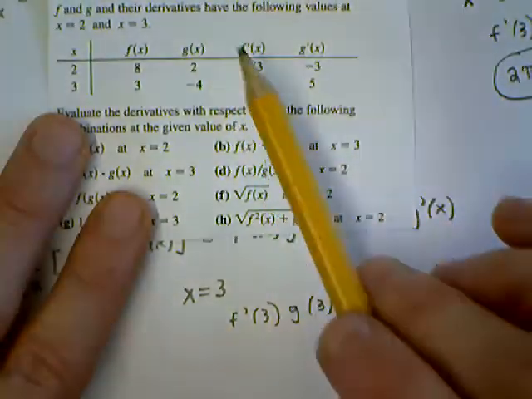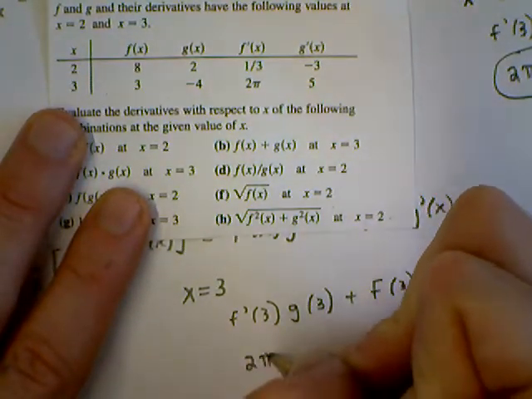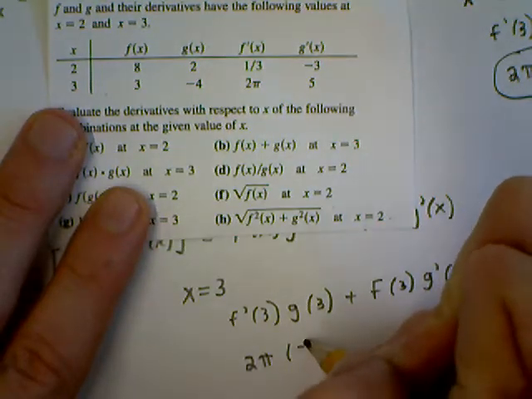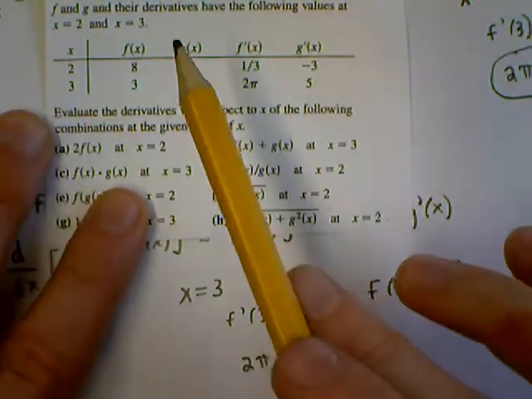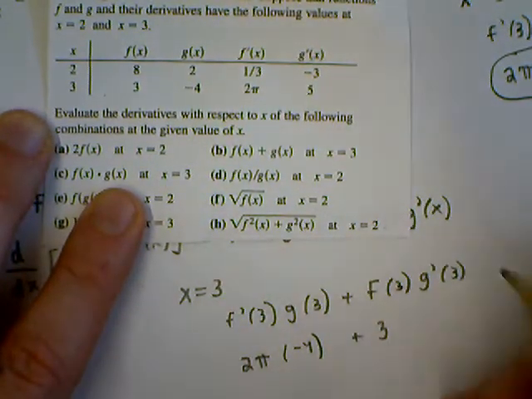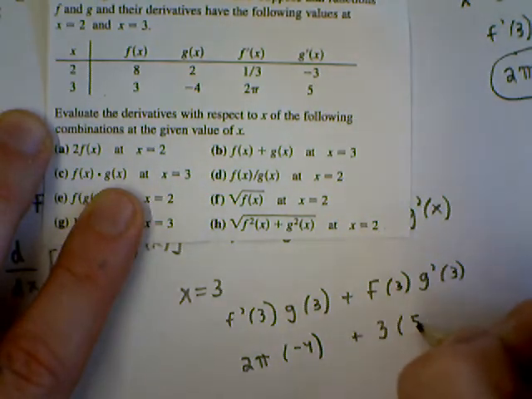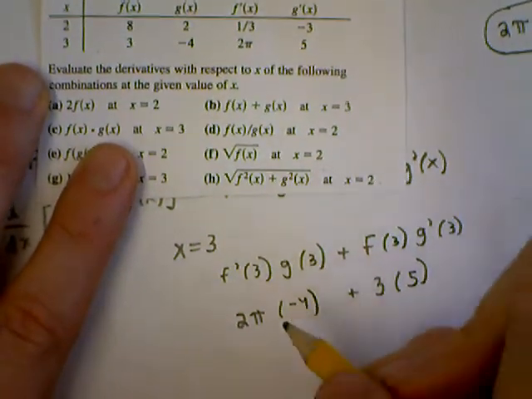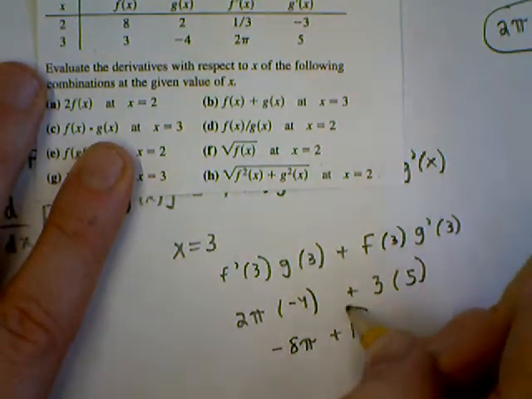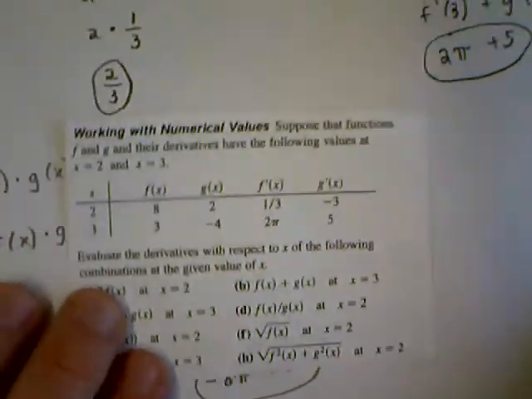All right, let's start looking at our values. It says f prime of 3 is 2 pi. G of 3 is -4. F of 3 is 3. G prime of 3 is 5. Multiply these and I get -8 pi plus 15. All right, let's look at letter D.